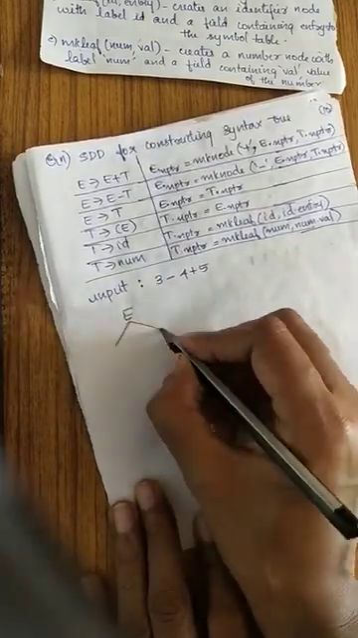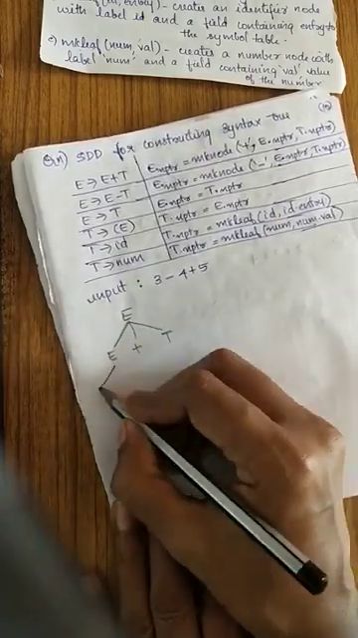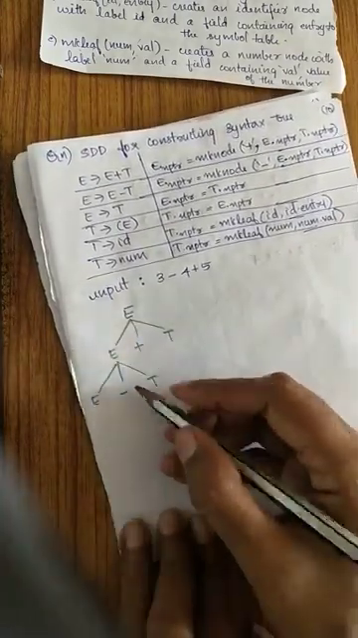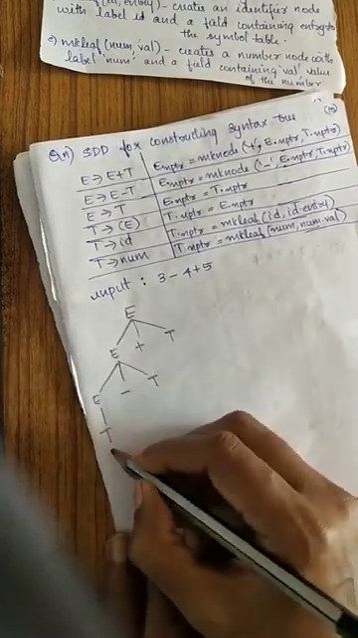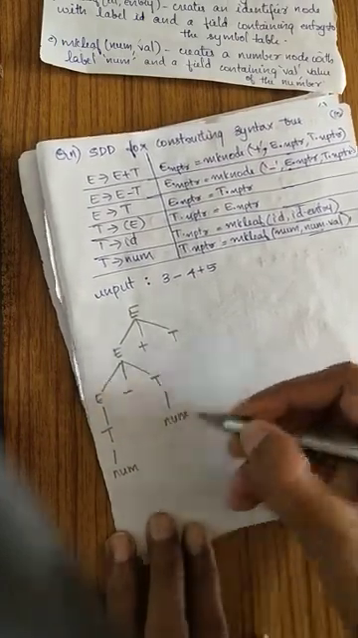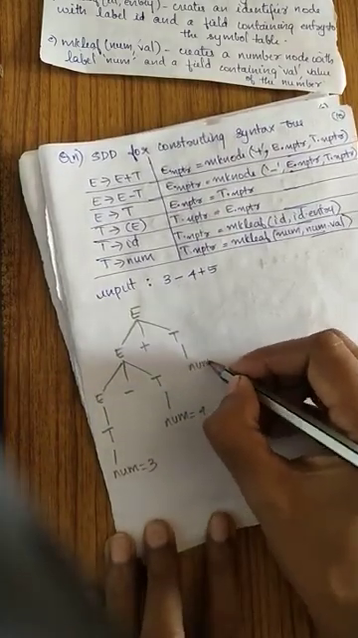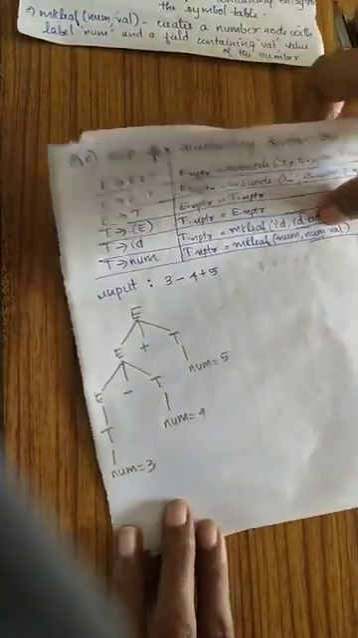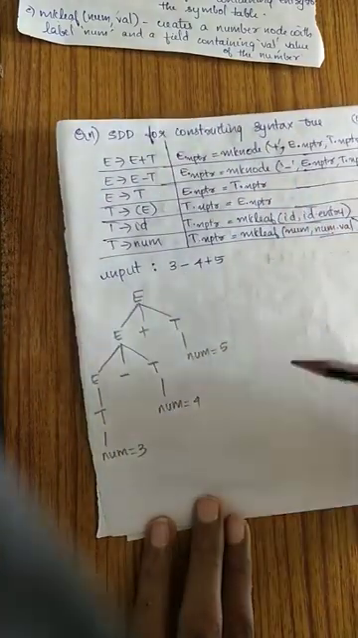E derives E plus T, and for E I am writing E minus T, and for E I am deriving T, and T to num. Here the value of number is 3, here the value of number is 4, again T to num, it is 5. Okay, so this is the parse tree. Now I am going to annotate, decorate this parse tree and construct the node representation for this syntax tree.